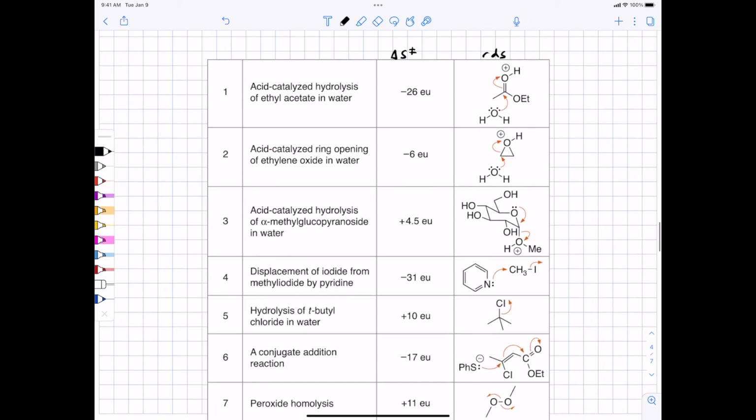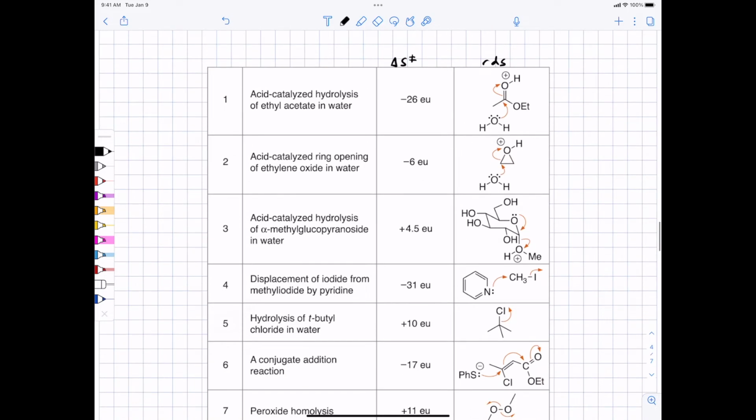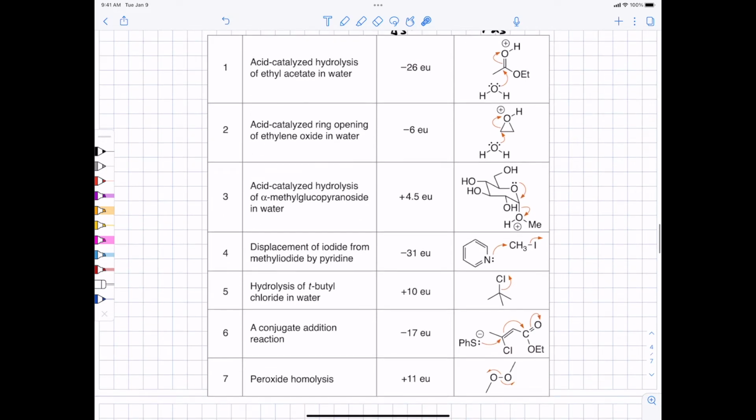Here are some actual measured entropies. They're in entropy units. Those are annoying, but these are units of calories per mole per Kelvin. But we don't care about their absolute values, just the relative ones. And here are activation entropies for various famous reactions. Acid catalyzed ester hydrolysis in water, entropy of activation is pretty high. You lose 26 entropy units. Entropy goes down. That makes sense because the transition state involves two molecules coming together.